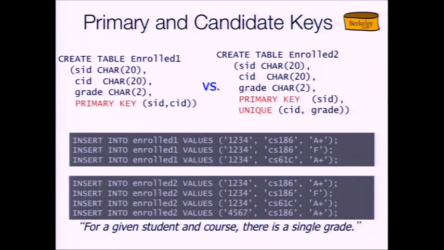Now there was this question about whether this is really the right thing to do, but assuming it is, the left-hand enrolled 1 looks like the correct implementation, and enrolled 2 is not a correct implementation. And then what about this last record into enrolled 2? Is that allowed or not? So some other student took 186 and got an A+. Is that one going to be allowed?